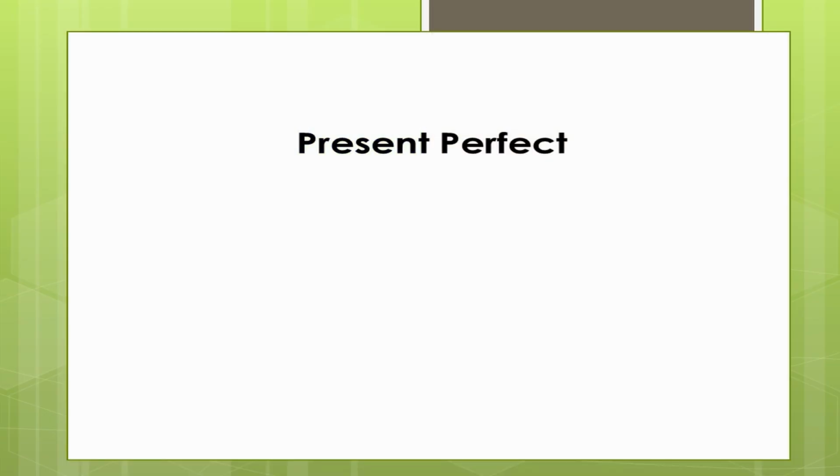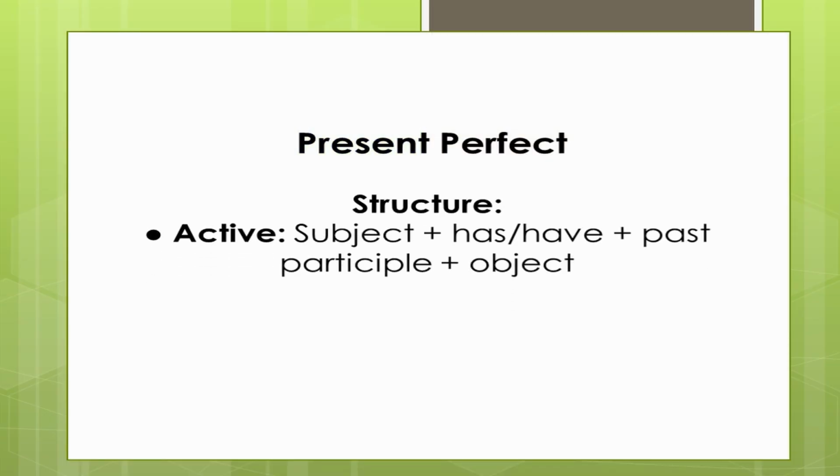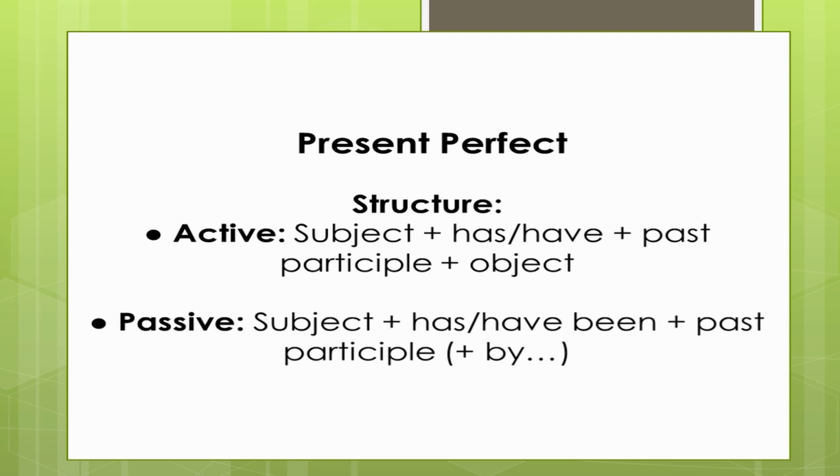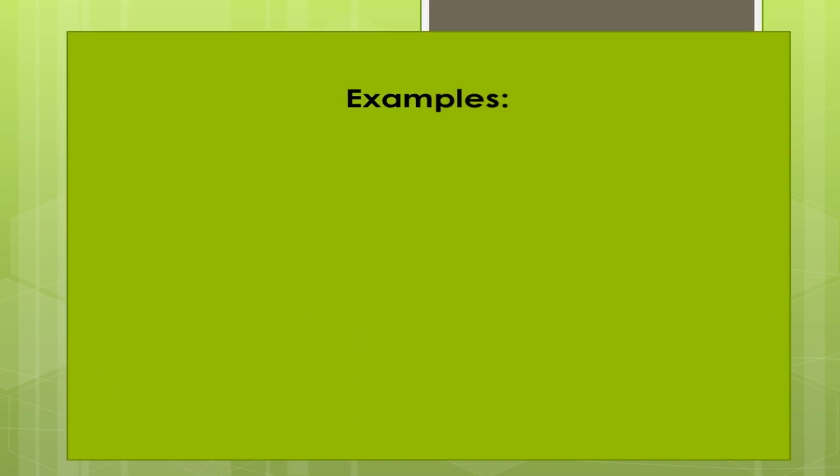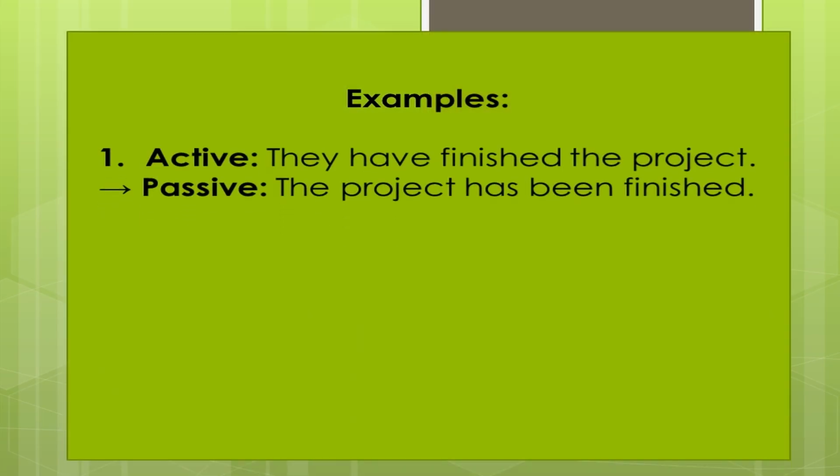Present perfect. This is the structure: subject plus has or have plus past participle plus object. This is the structure for passive voice: subject plus has or have been plus past participle plus by. Examples. In active voice, we say they have finished the project. This is present perfect. And in passive, we say the project has been finished.